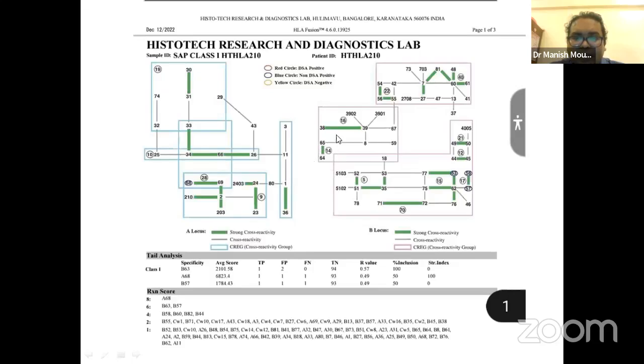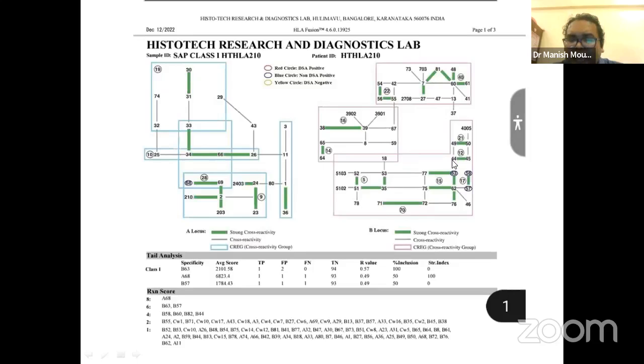In the same way, we can take one example here in the B locus, where the donor has 38 and the patient has a 39 antibody, and the patient sera is interacting with the donor antigen. There are certain faded lines also, and there is a group also. These all refer to different strengths of cross-reactivity: the strong line is strongly cross-reactive, a faded line or a less thick line is less cross-reactive, and this entire group belongs to the cross-reactive group.